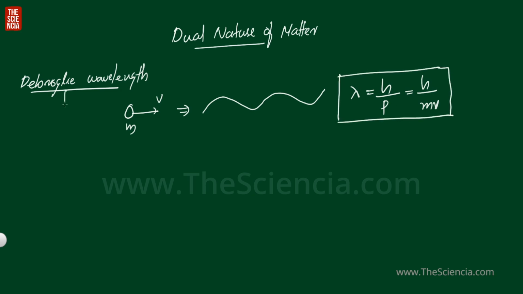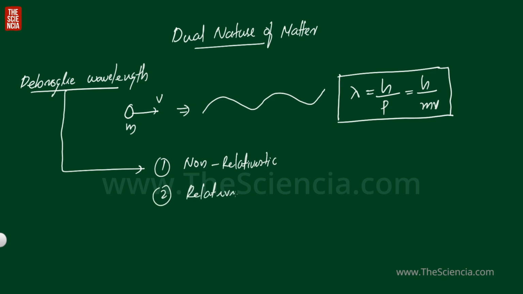Now I am going to discuss the concept of de Broglie wavelength in two different cases. One is the non-relativistic case and the other is the relativistic case. So we will discuss various examples under the non-relativistic case and under the relativistic case.